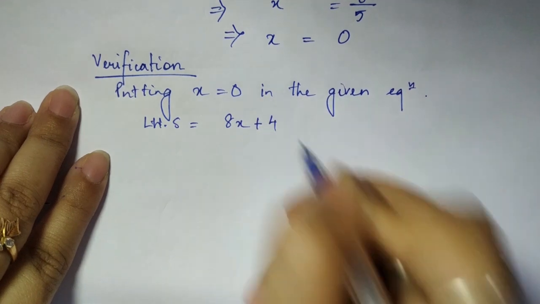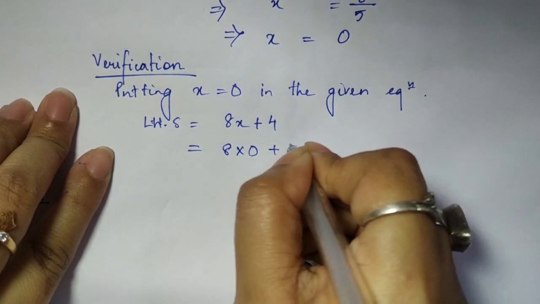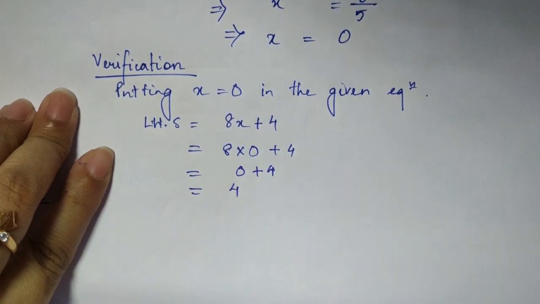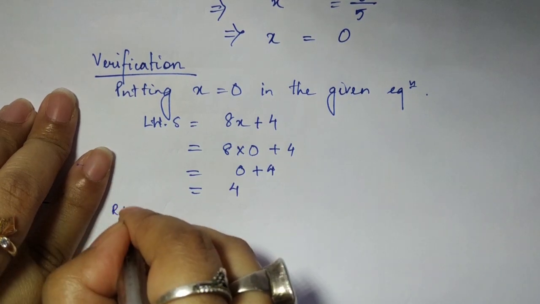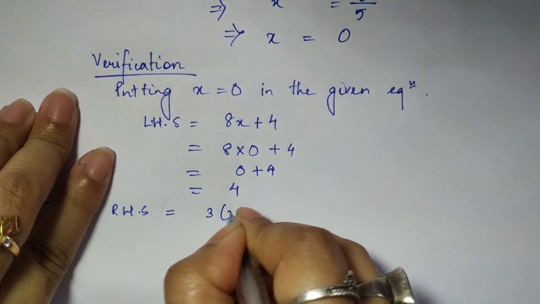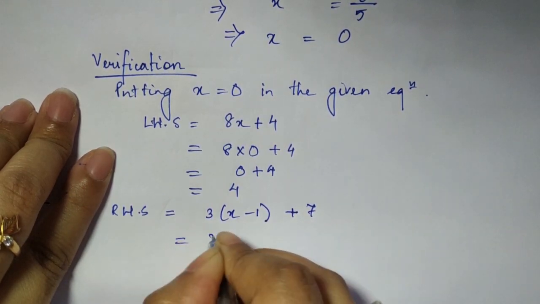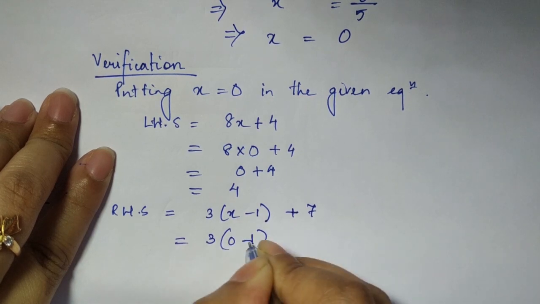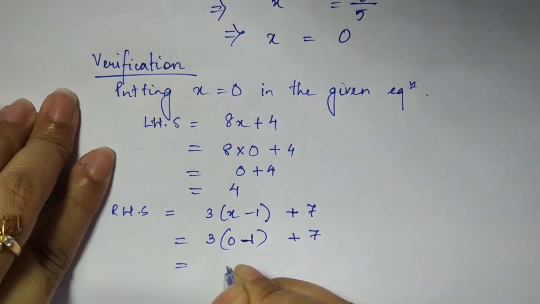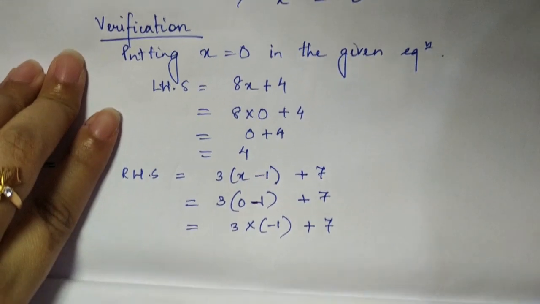What is my left hand side equal to? It's equal to 8x plus 4. What is the value of x? 0. So what do I get? 0 plus 4 is equal to 4. Now move on to the right hand side. The right hand side I got is 3 times (x minus 1) plus 7, right? 0 minus 1 is minus 1, so 3 into minus 1 plus 7. See this?